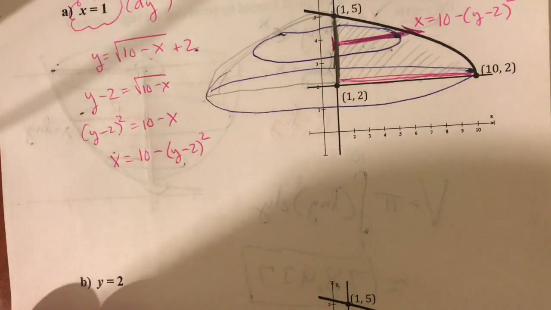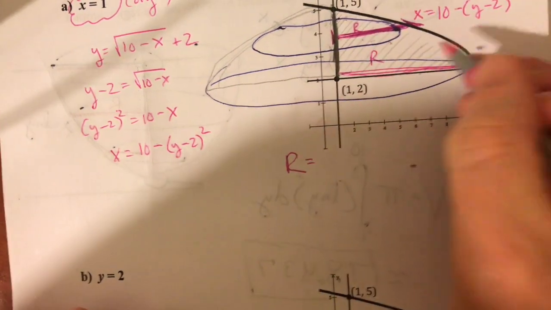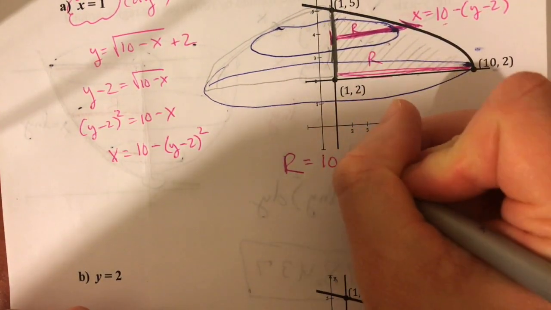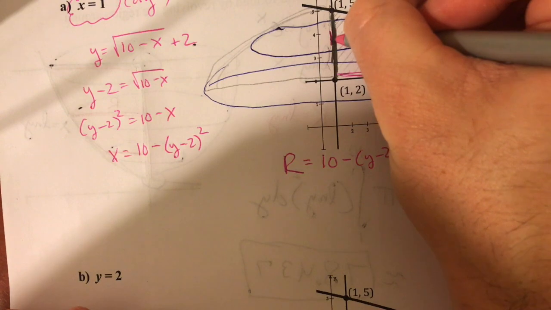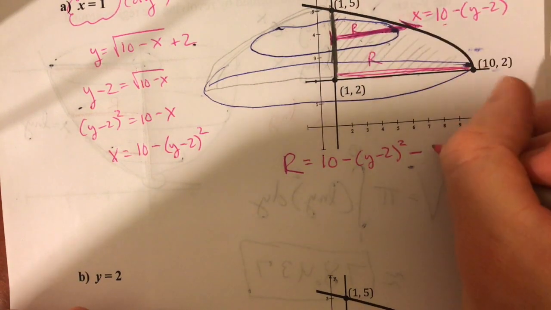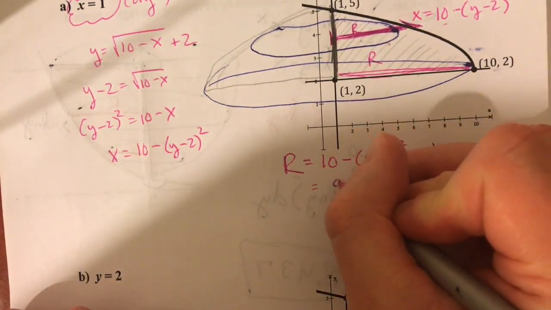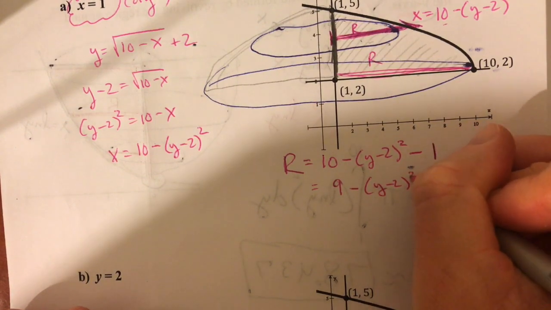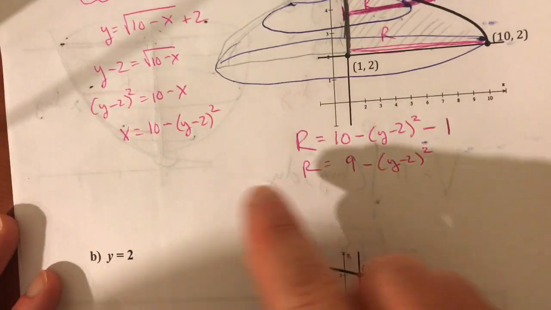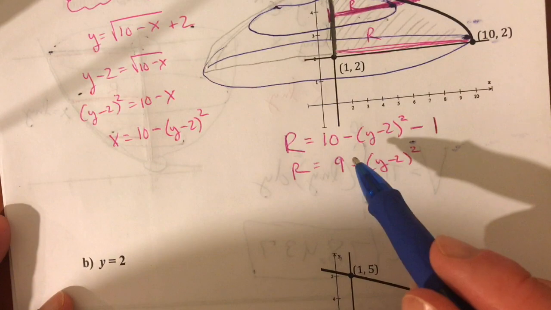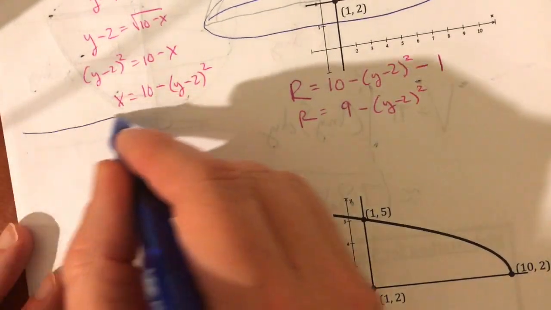Okay, so our radius, wherever we draw it, is going to be the right, which is 10 minus y minus 2 squared, minus the left, and the left is not the y-axis, the left is 1, x equals 1. So that's that, and you can simplify that a little bit if you like. 9 minus y minus 2 squared, and that is the radius of each one of those circles. And if you can do that, then you're practically there. That's the toughest part, I think, is setting it up, visualizing it, correctly describing that radius. The rest is just plugging it into a formula.